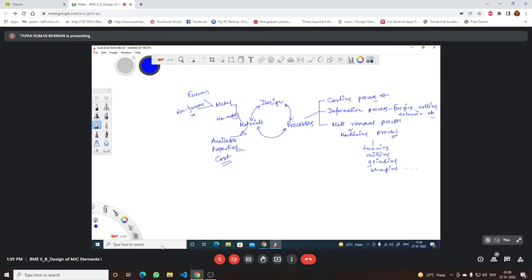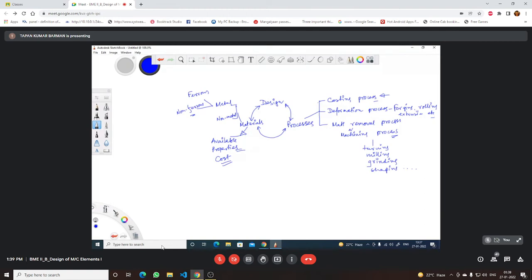Otherwise, it is very difficult for us, because depending on the material and depending on the processes, some properties may differ, some functions or design considerations may be different, and at the design stage we have to think which material and by which process we have to make the component. This point is clear to you? Yes, sir.